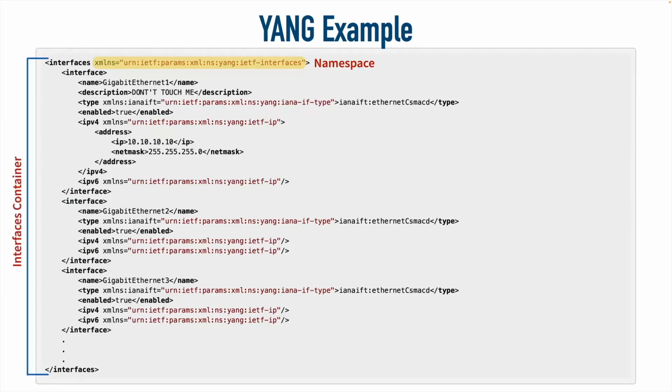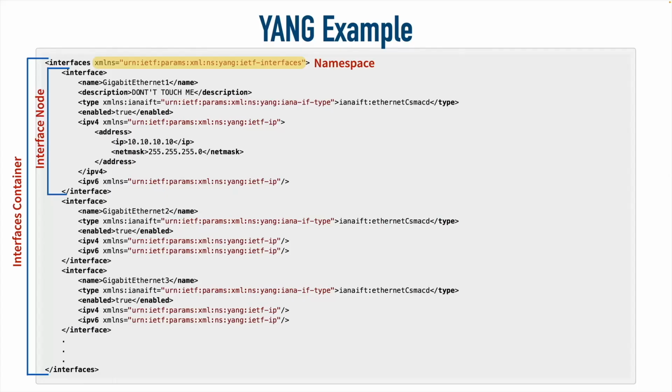Next, we have a container, and a container is used to group together related child nodes. And the container doesn't have a value itself. Here we see that the interfaces container is containing a grouping of interface nodes. And we have 3 interface nodes. We have one for GigabitEthernet1, GigabitEthernet2, and GigabitEthernet3. And for our discussion, let's focus on the interface node for GigabitEthernet1.